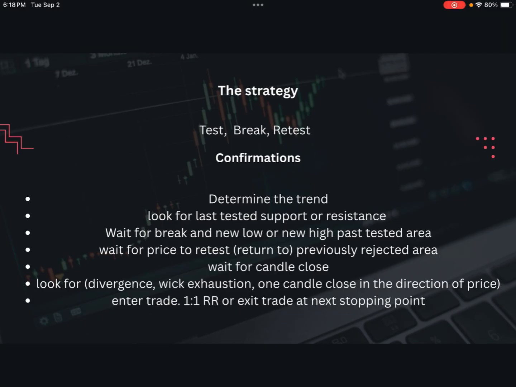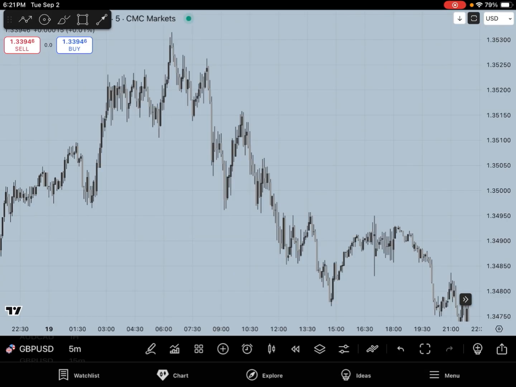So the first thing that you're going to need to do with this trade is determine the trend that you're in. And then you're going to be looking for the last tested area of support or resistance. Then next, you're going to wait for price to break through that support or resistance and create a new high or a new low. Then you want to wait for price to come back and retest that same area. And you're going to want to see wick exhaustion or divergence at that area of retest. Then you're going to wait for one candle to close in the direction of price, and you will be entering from there. Okay, so let's go ahead and head to the chart so I can show you guys what this looks like in real price action.